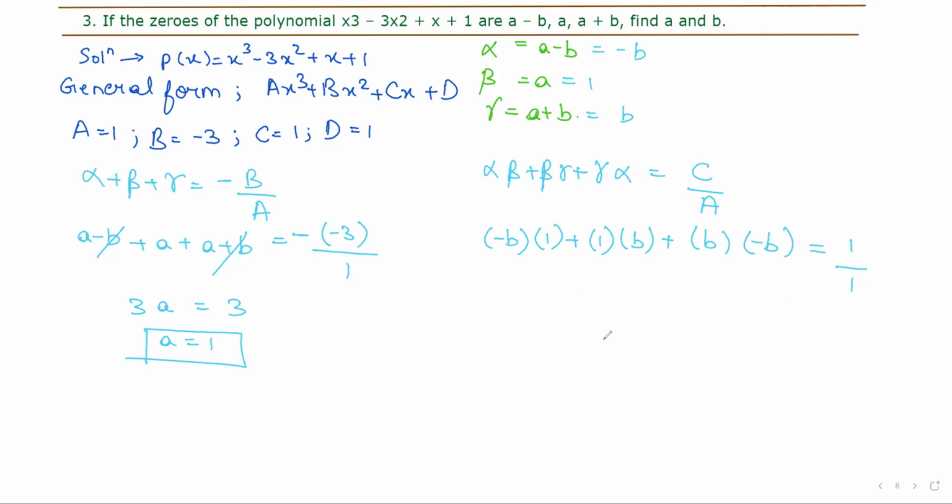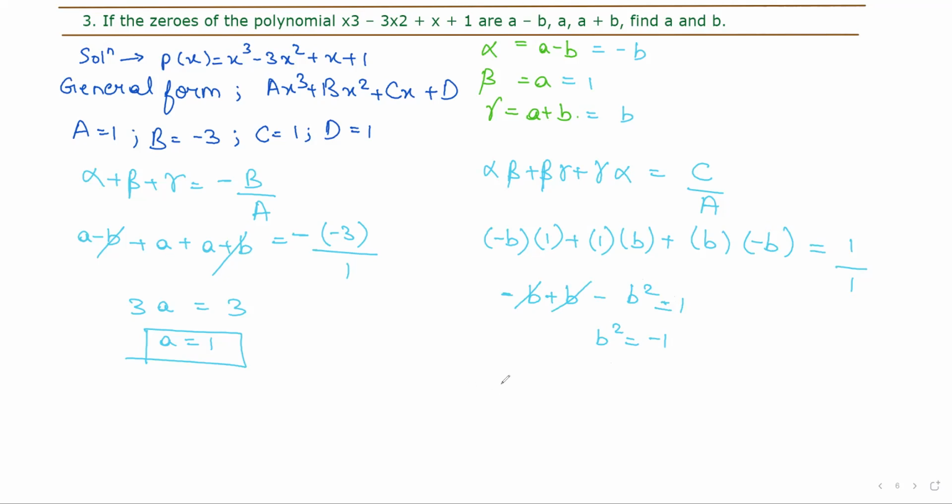So what do we have? Minus b plus b minus b square is equal to 1. These two get cancelled and b square is equal to minus 1. Now this is difficult to solve because we've never seen a square whose value comes down to be minus 1, right? So let's try the third equation on it.